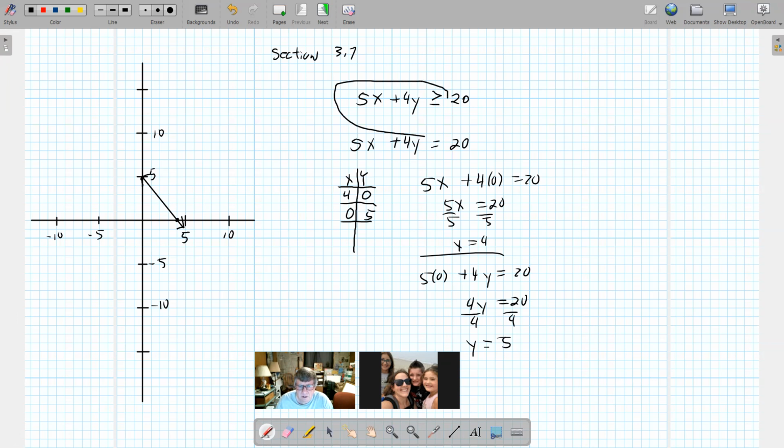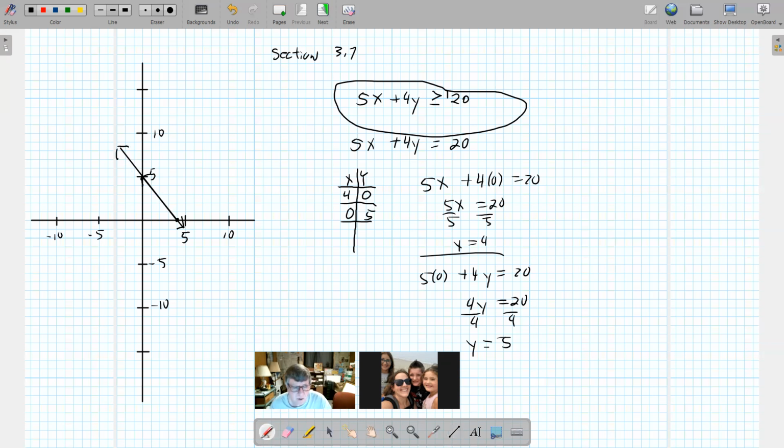The original inequality was greater than or equal to 20. So the line would be solid. Recall, if it did not include the equal, the line would be dashed. Okay, so now I know where this line is. And in fact, let's extend it in the other direction as well.